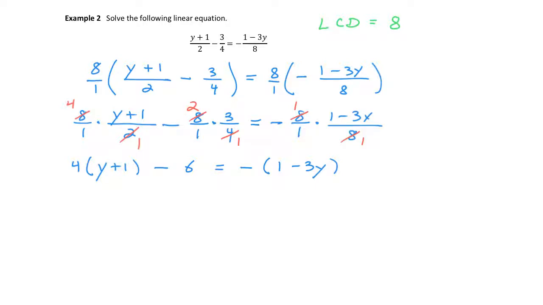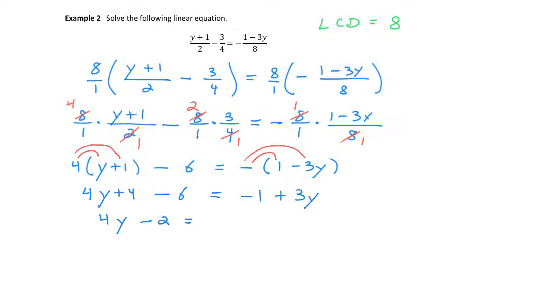Okay, to solve this for y, I'm going to distribute the 4 and distribute this negative. So let me draw that in. The 4 gets multiplied in, as well as this negative 1. I have 4y plus 4 minus 6 is equal to negative 1 plus 3y. On the left, I can simplify a little bit. I get 4y minus 2 is equal to negative 1 plus 3y.